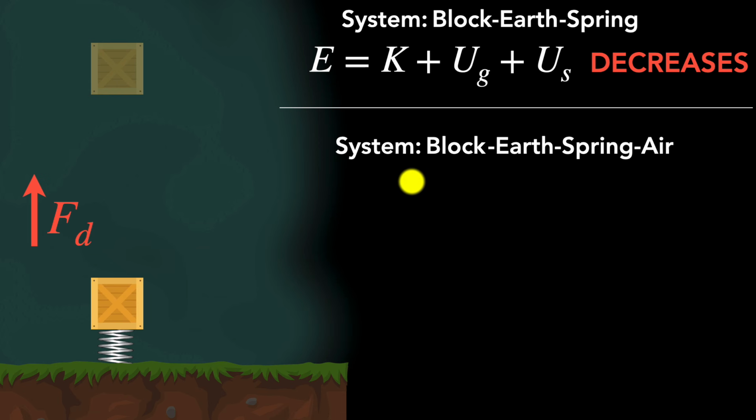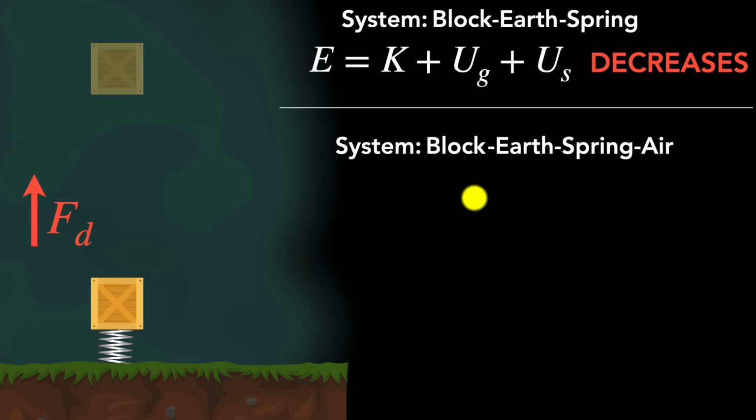All right, just like before, our mechanical energy will consist of kinetic energy, gravitational potential energy, and spring potential energy. But what about drag force? That's now part of our system as well. So is there potential energy for that? No, because drag force is a non-conservative force. So it does not conserve mechanical energy. There is no potential energy associated with it.